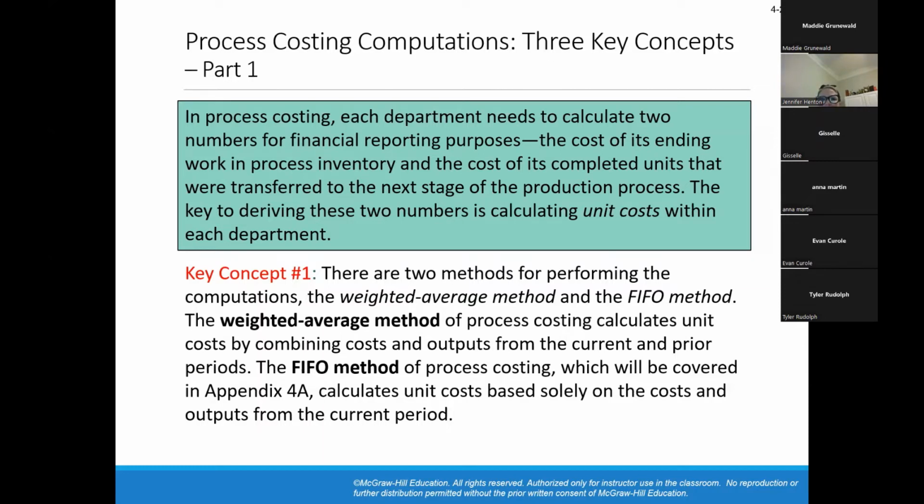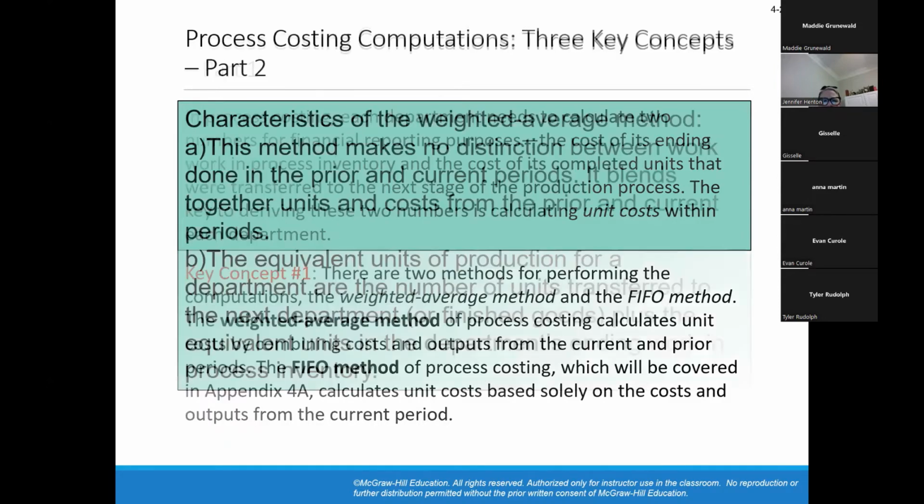So you need the cost of its ending work in process inventory and the cost of its completed units that were transferred to the next phase. The key to deriving these two numbers is calculating the unit cost within the department. And we're not going to go into the FIFO method. We're only going to do average.